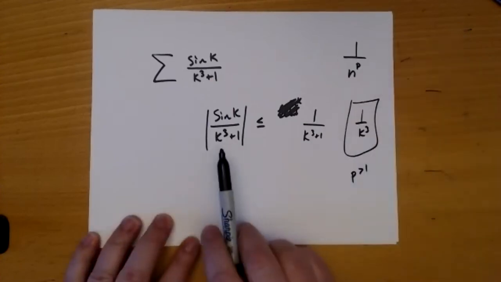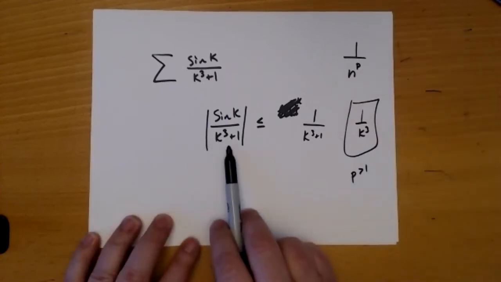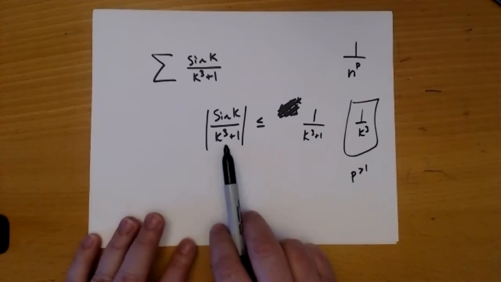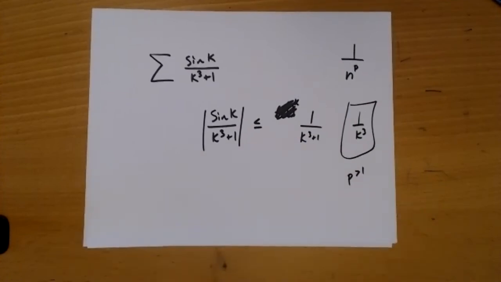So now the question is, does this converge? Yeah, because by the direct comparison test, it's less. And so if the P series converges and this sine of k over k cubed plus 1 is always smaller than it, then by direct comparison test, it converges as well.